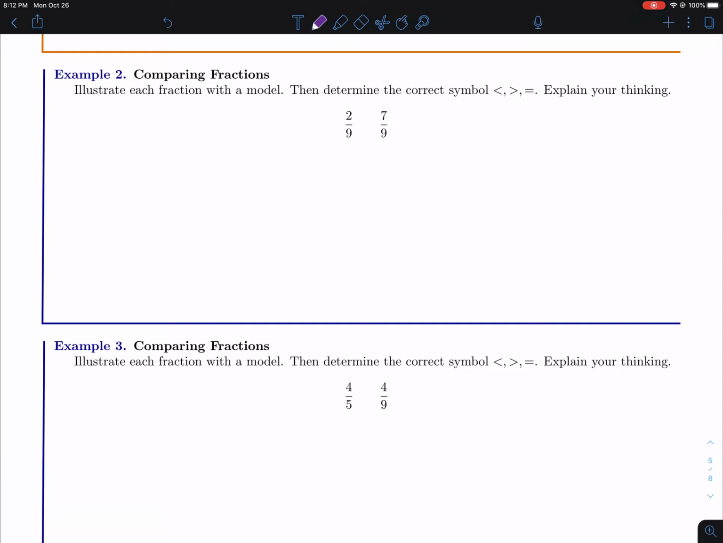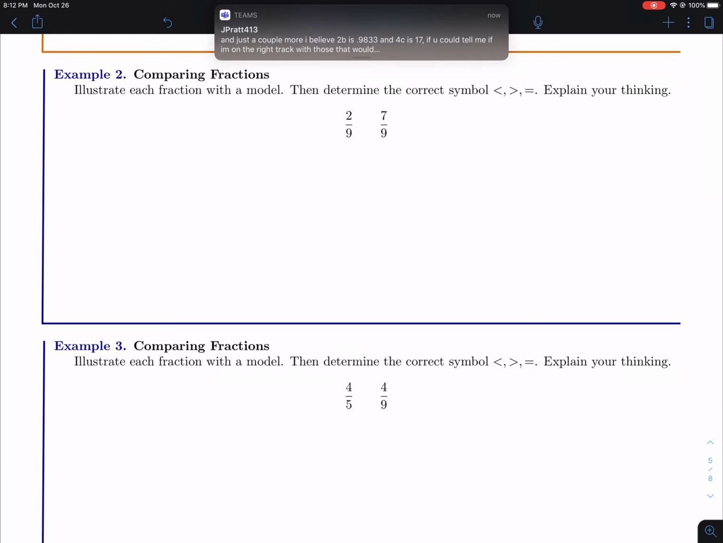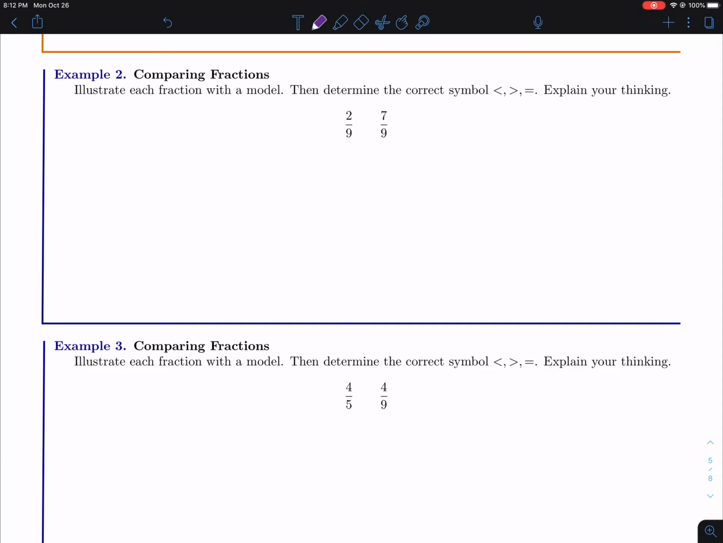So in this case, comparing fractions, illustrate each fraction with a model, then determine the correct symbol, less than, greater than, or equal to, and explain your thinking. With this one, the key is noticing that we've got the exact same denominator. So we've got 2/9 and 7/9. That's going to make a big difference. When I'm doing the model, the one I like to do for this kind of stuff is the fraction strips, just because that gives me a better way of comparing them.